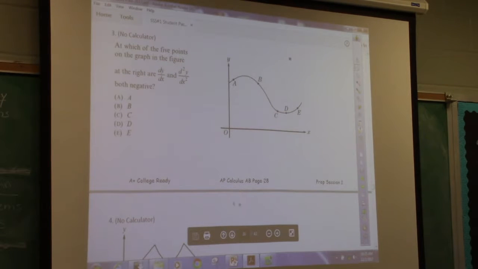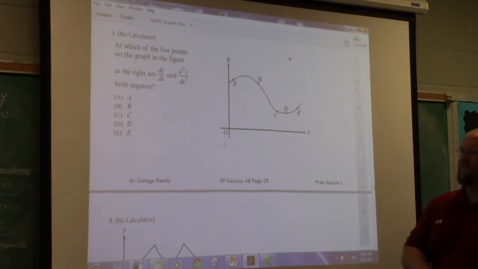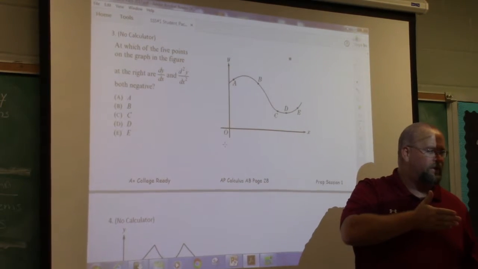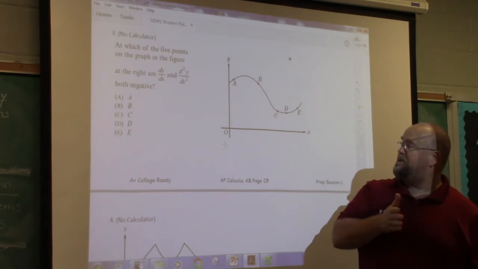And then 3, we kind of talked about this a moment ago. Which of the 5 points on the figure at the right are such that dy/dx and the second derivative are both negative? What's dy/dx represent? The first derivative. And the second notation here is talking about the second derivative. We want to know where they're both negative. So if our first derivative is negative, what does that mean the function has to be doing? Decreasing. It's got to be decreasing, okay?